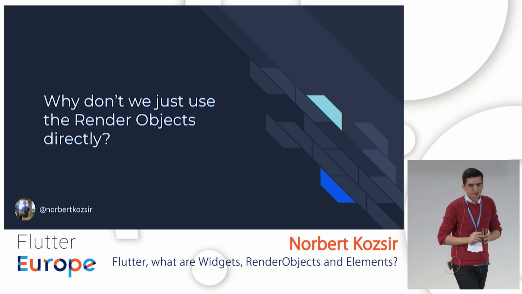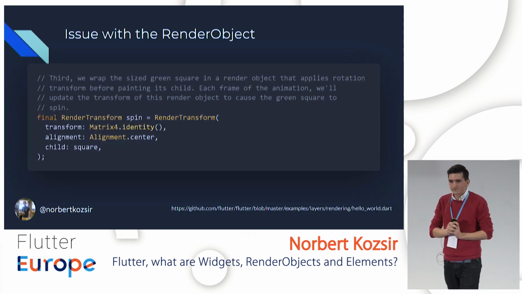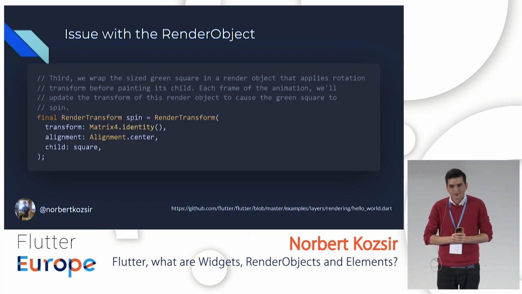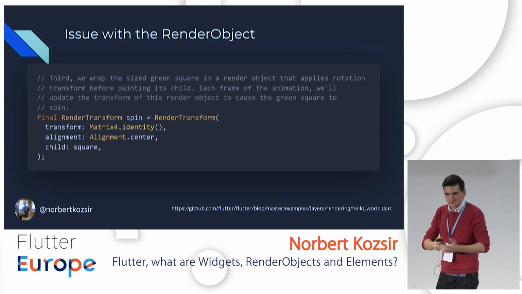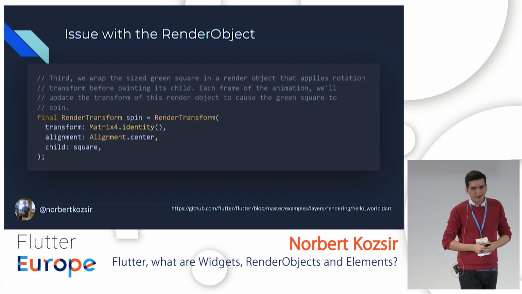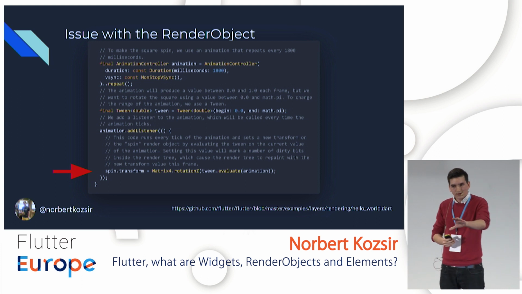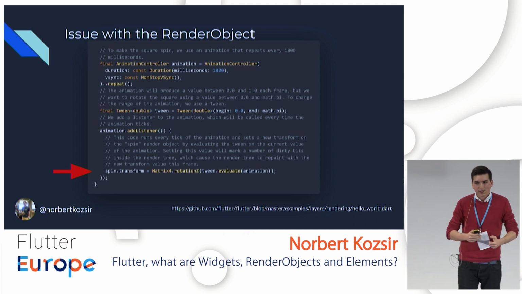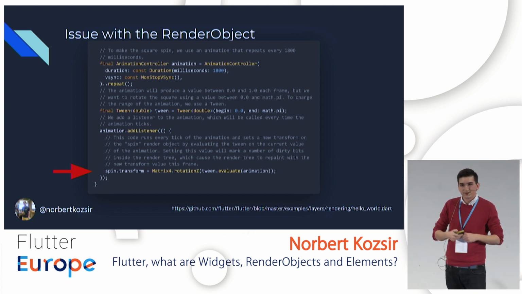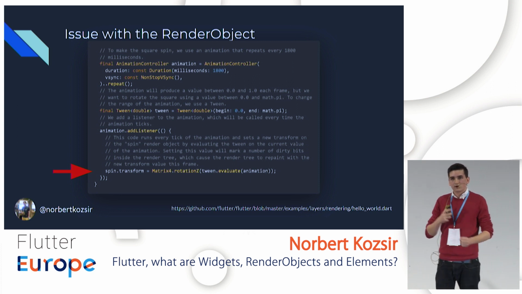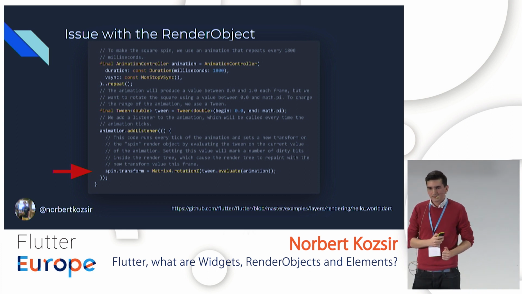So, why don't we just use RenderObjects directly? Why do we need widgets? So consider the following example. We have a render transform. The thing we want to do is we want to spin a square. Child square is some sort of square. If we now want to spin that, we cannot actually rebuild the render object tree. What we have to do is we have an animation controller here with a listener. And in there we have to manually keep a reference to that child and update the transform by ourselves. Because render objects are very heavy, like they have a lot of cache values, they have a lot of references. We don't want to rebuild them every frame.